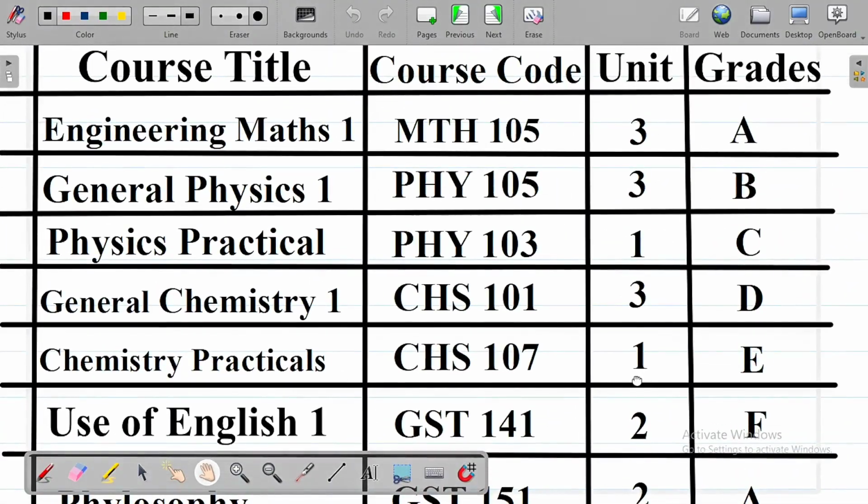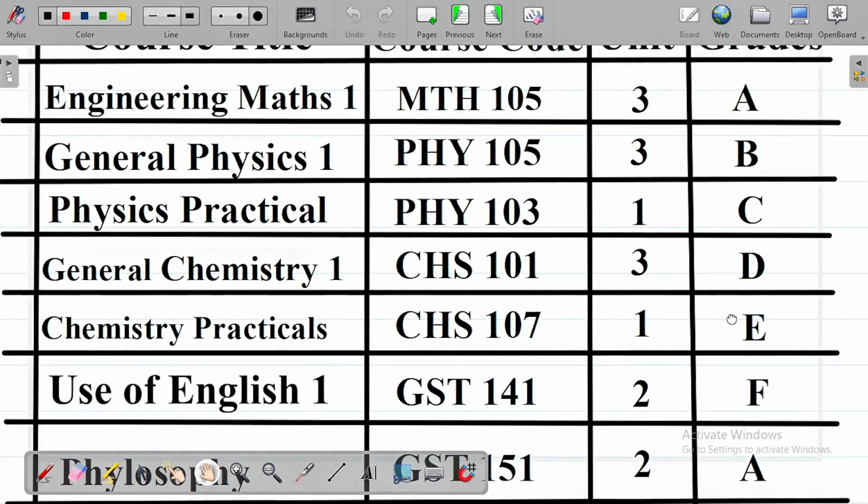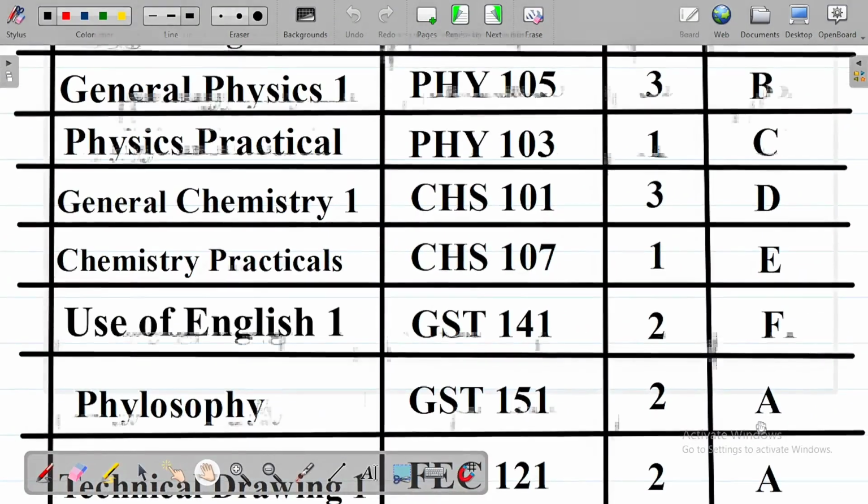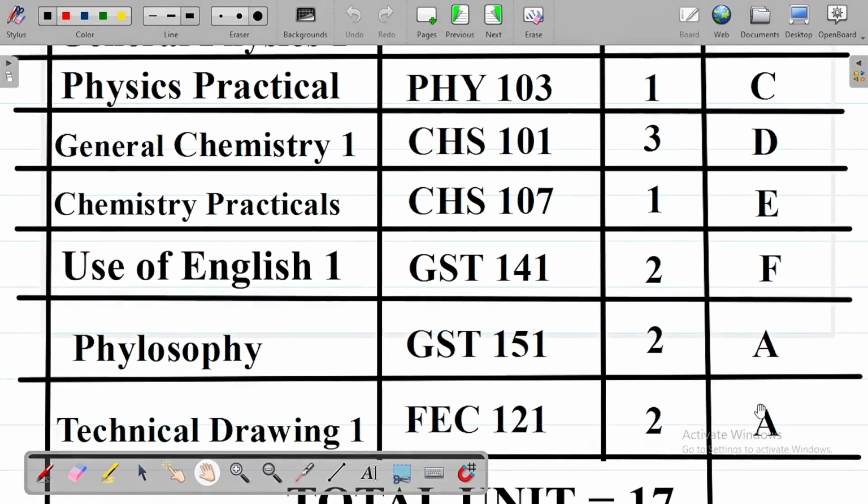All right, so let's assume that the student has A in maths. For physics, he has B. For Physics Practical, he has C. For chemistry, the student has D. For Chemistry Practical, the student has E. Use of English, the student has F. Philosophy, the student has A. And Technical Drawing, the student has A.